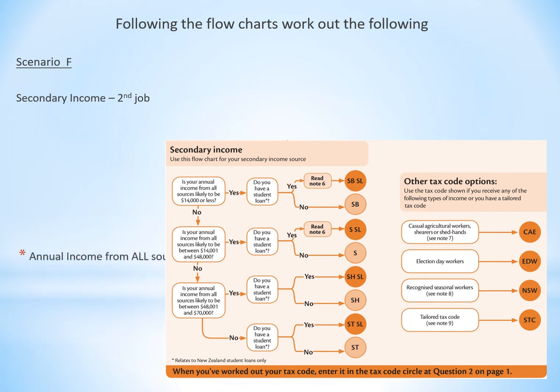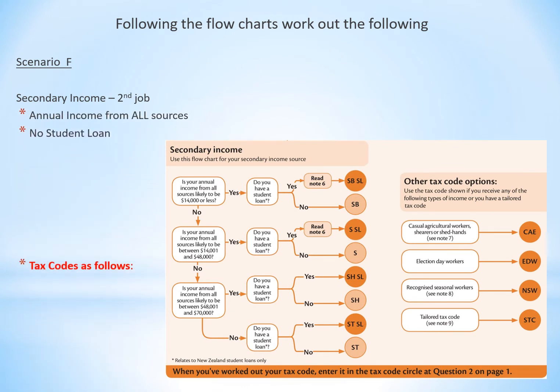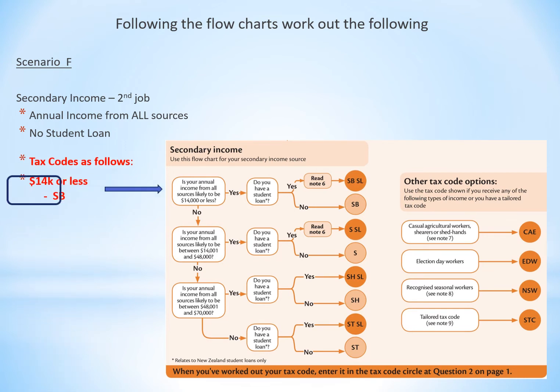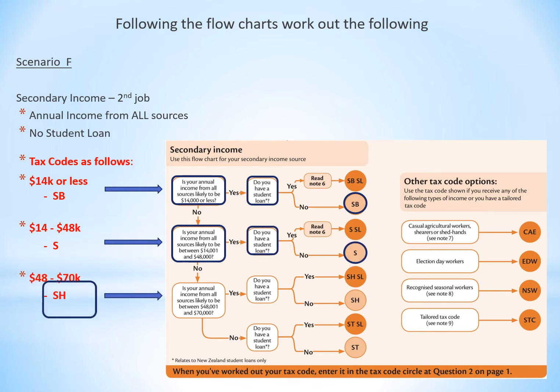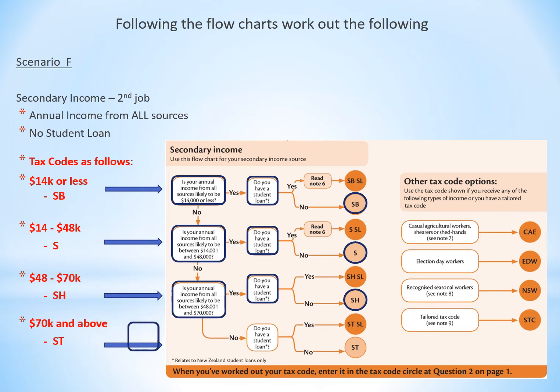For scenario F, this is when you have a second job and you have no student loan. You have to work out an estimate of what the two jobs will earn you for the year, then select the correct tax code accordingly. If you end up overpaying tax, this will be refunded once that financial year has been assessed. There is a calculator on IRD's website, which I will show you how to use in another video, and you can check to see if you are paying the correct amount of tax or not.